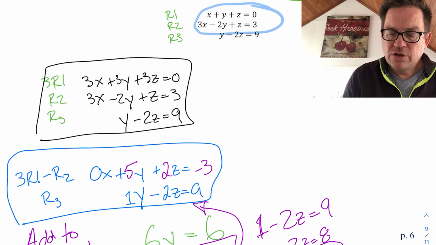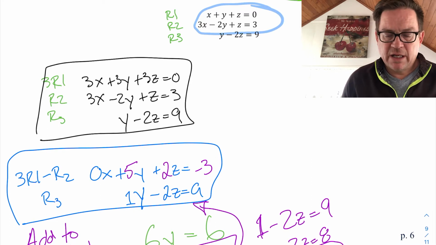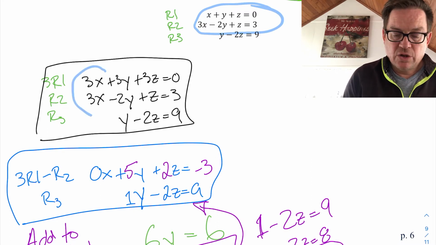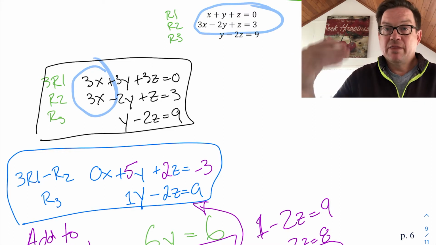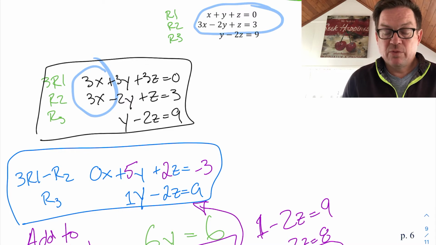I took the first two equations and decided to eliminate x by multiplying the first equation by 3. So I got the 3x and the 3x. And so then I could take that new first equation, 3 times R1, and subtract R2.